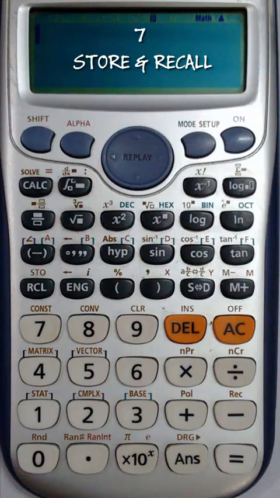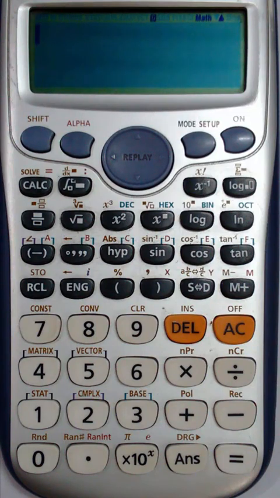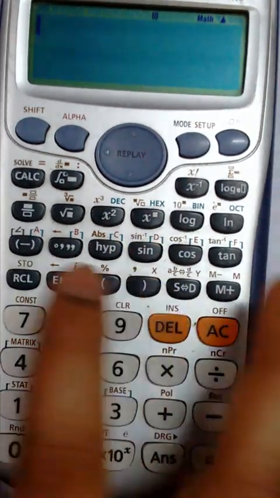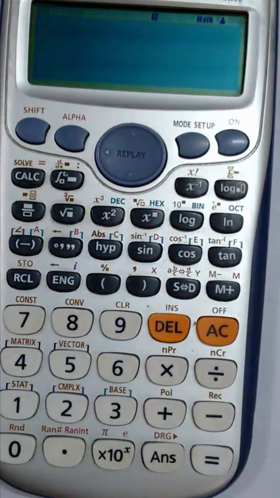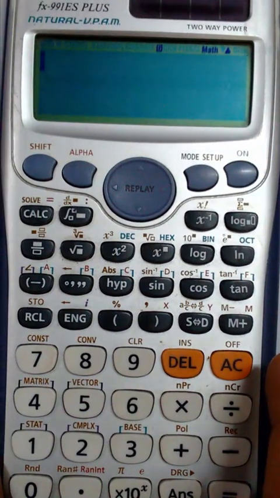Next technique is to recall the content. For that, we have to add values into the variables. So how to add values into the variables? You can see here A, B, C, D, E, F, X, Y are the variables. How to store the result into that variable?